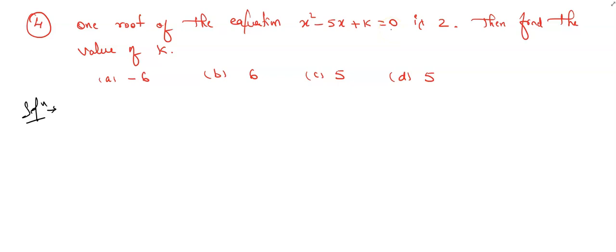Now, let me substitute in this equation x square minus 5x plus k is equals to 0. In the place of x, let me substitute 2. Because one root means what? We have got the value of x only, no?